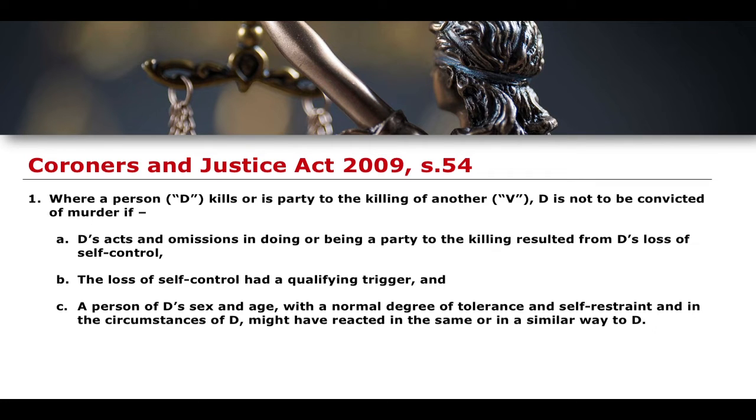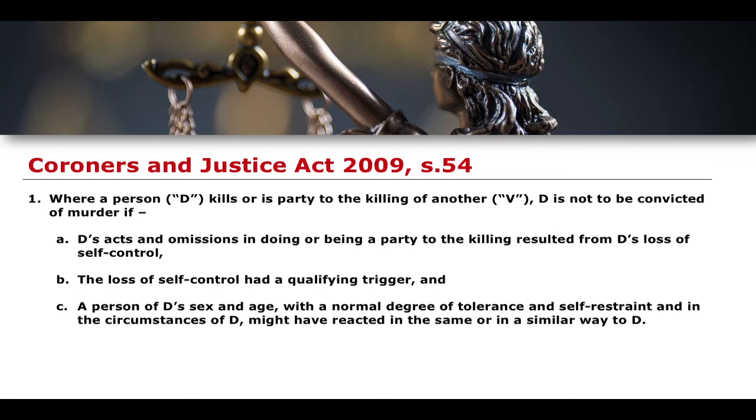And then finally, you have to judge the actions of the defendant on the basis of their sex and age. So somebody who is roughly the same age and of the same sex as the defendant, given a normal degree of tolerance and self-restraint, a general reasonable amount of tolerance and self-restraint, in the same circumstances of the defendant, would they have reacted in the same or in a similar way? So essentially, this is an ordinary person test, if you will, a standard of a person of similar characteristics to the defendant in similar circumstances. Would they have acted in a similar way, or even in the same way?